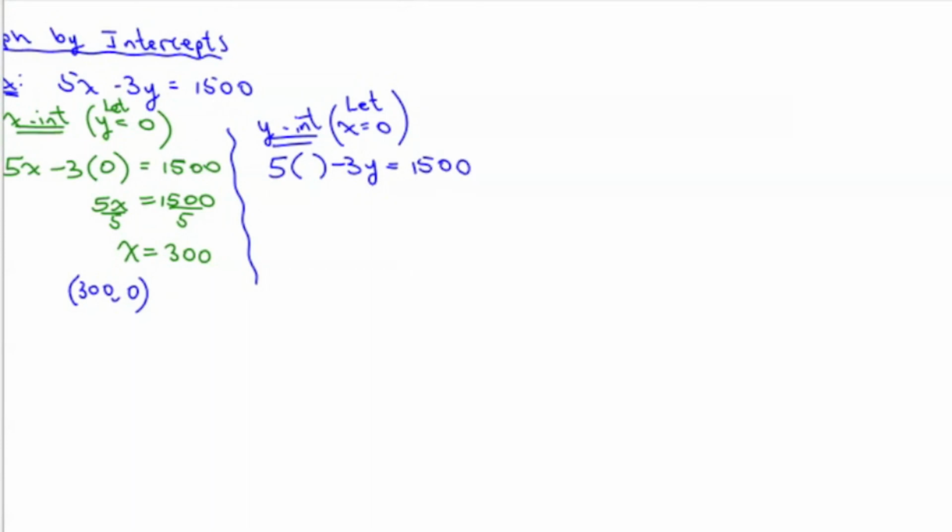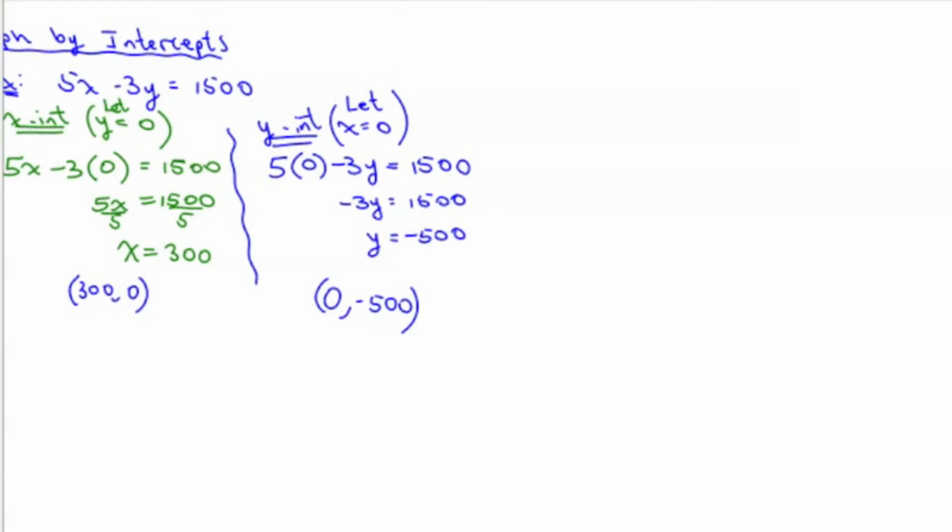I highly suggest don't even worry about plugging the 0 in. This format where you write everything down first and then go back to the substitution is just a method of not making silly mistakes. What goes in the parentheses? 0. And then 5 times 0? 0 minus 3y? You almost said 3y. Negative 3y is equal to 1500. Divide both sides by negative 3, and we get y equals negative 500. We already knew this one, but I wanted to go through the process. So what coordinate are we talking about there? 0 for x, and negative 500 for y.